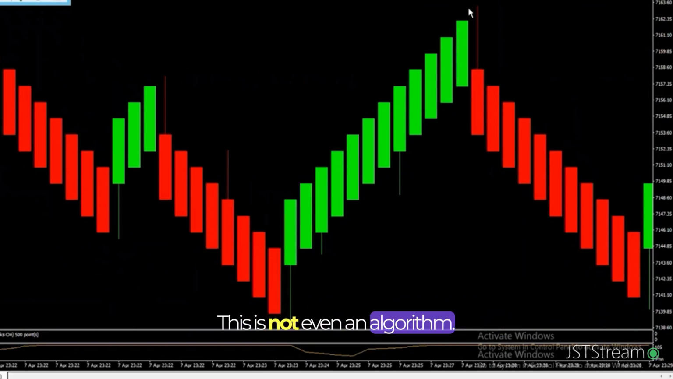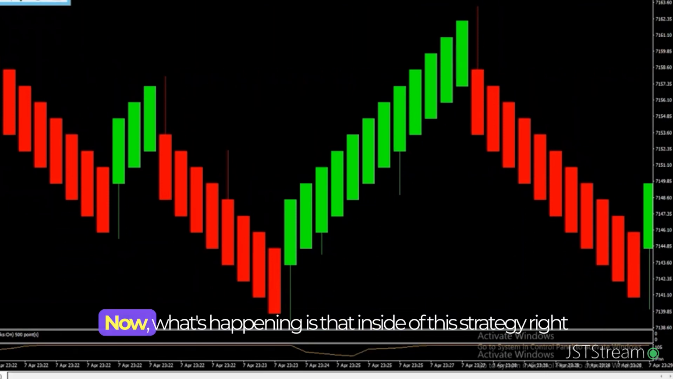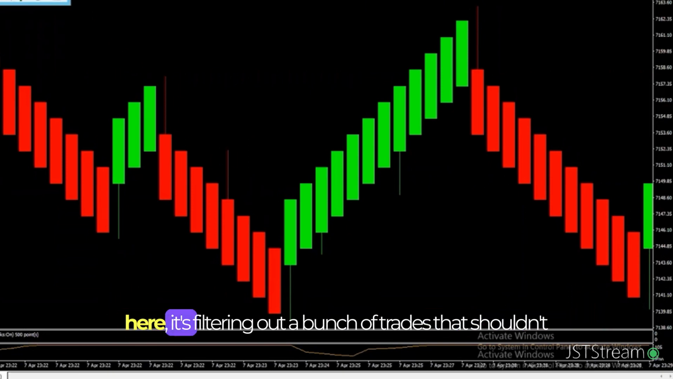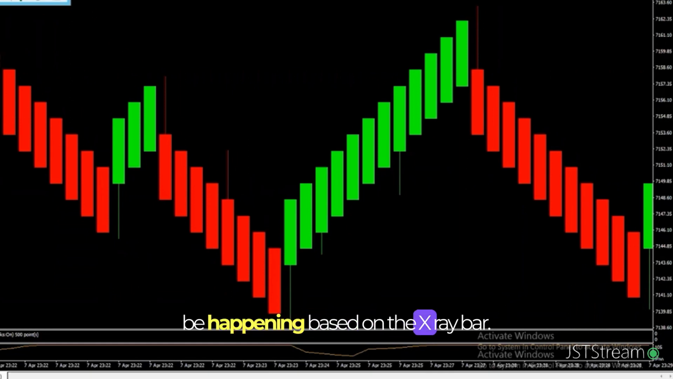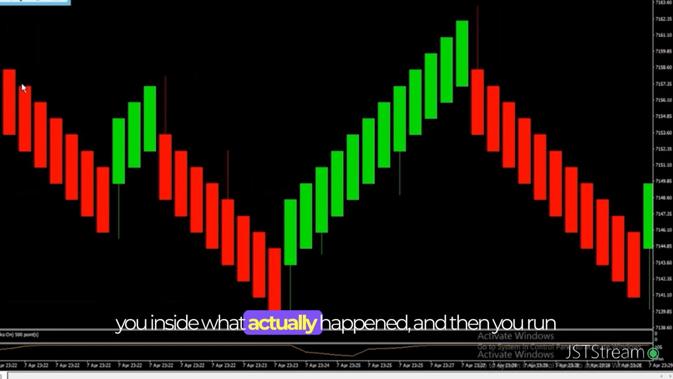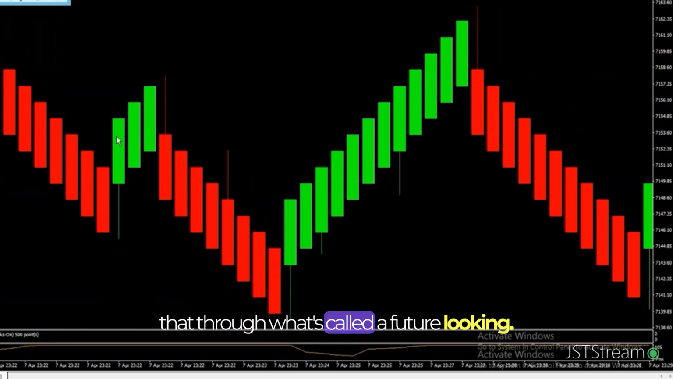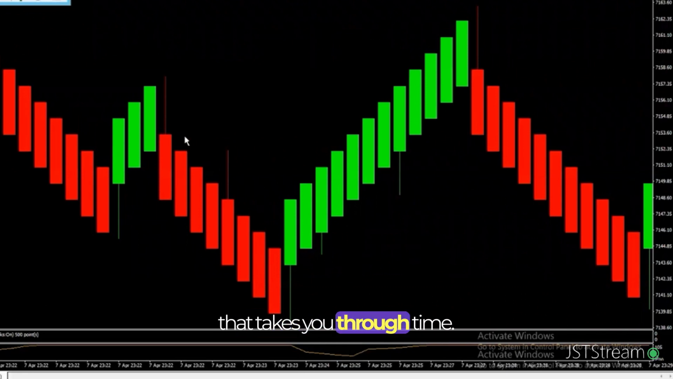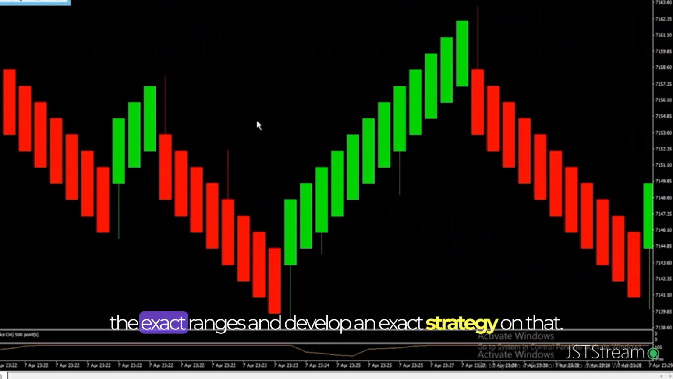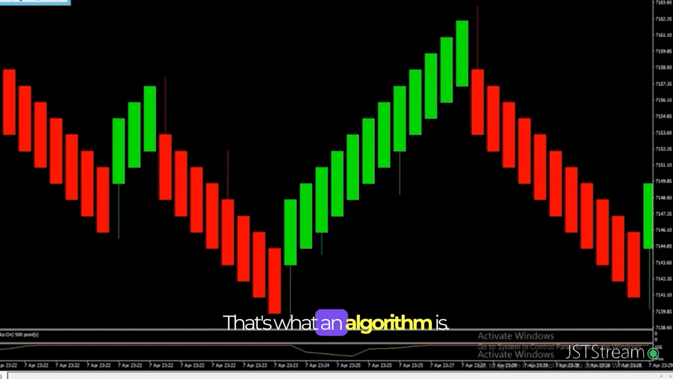This is not even an algorithm. These are just bars. What's happening is that inside of this strategy right here, it's filtering out a bunch of trades that shouldn't be happening based on the X-ray bars. So once you actually test this, these bars show you inside what actually happened. And then you run that through what's called a future-looking, it's basically a play button that takes you through time. And then you can measure each trade one by one and see the exact ranges and develop an exact strategy on that. That's what an algorithm is.